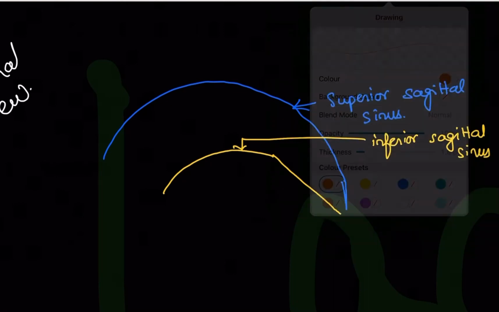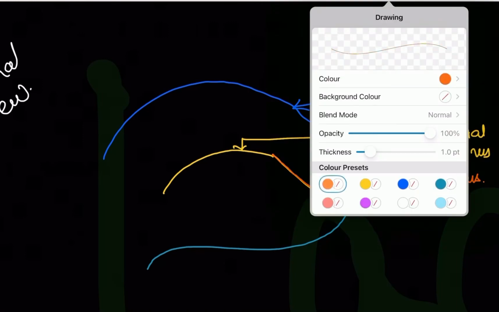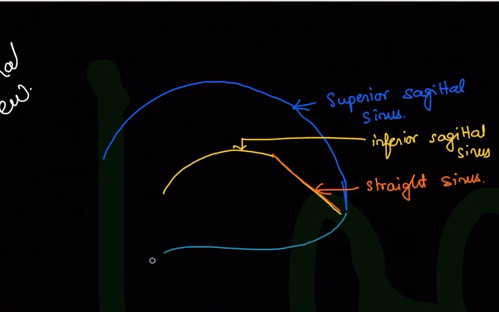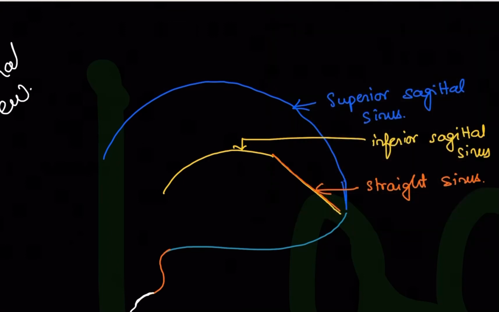I am giving this yellow straight line also. One more line I'm drawing. This is actually the straight sinus. What is it? It is the straight sinus. Now, this inferior sagittal sinus becomes straight, and when it becomes straight, we name it the straight sinus. Now we'll draw the transverse sinus again, in the same color I used before. Now let's make the sigmoid sinus. Where will the sigmoid sinus drain? In the internal jugular vein, or it will turn into the internal jugular vein.